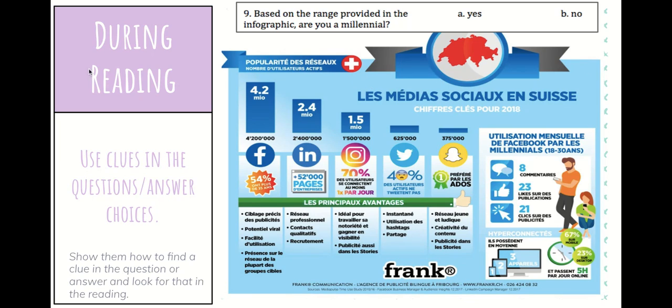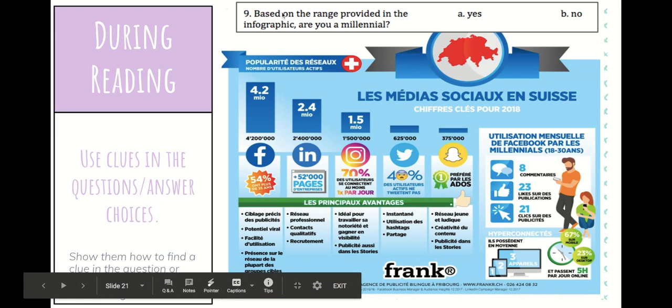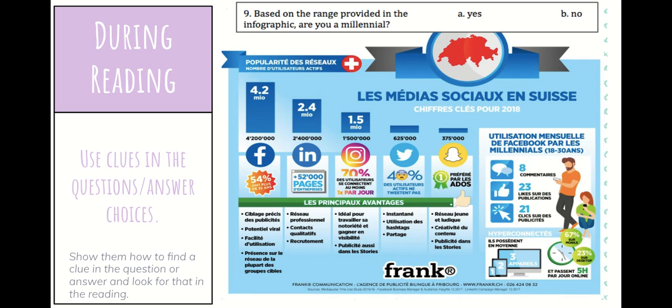Another during-reading activity they could use is using clues in the questions and the answer choices. The big thing is showing them how to find a clue in the question or in the answer and have them look for that in the reading. An example here is, based on the age range provided, are you a millennial? And every time, without fail, kids are asking, what's a millennial? I don't know what a millennial is. And I say, listen, if I haven't taught you the word, that means it must be a cognate, right? So you look around the text, find a word that looks like millennial. It's over here. And then after, it's got this range right here, 18 to 30. And they're like, well, no, I'm not. So that's how you find your answer.